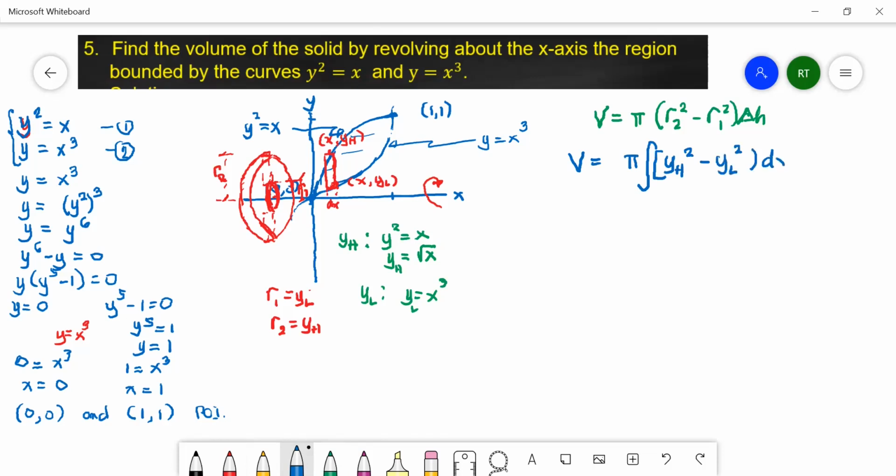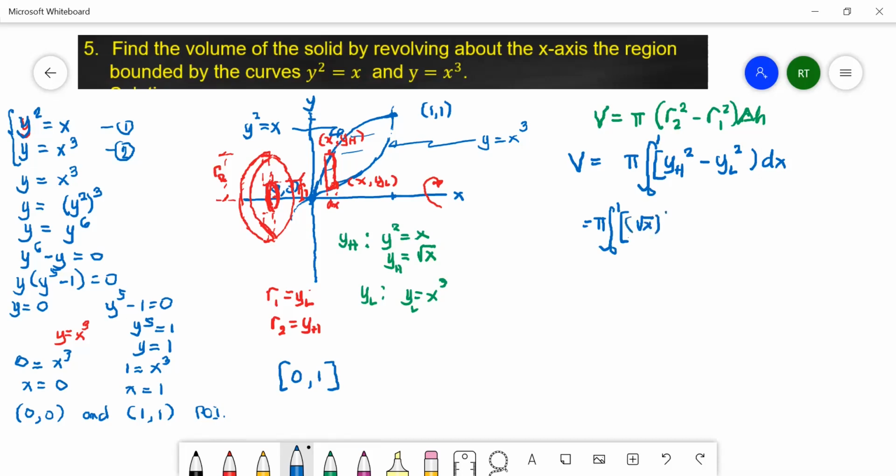The thickness is dx. And please take note that the limits of integration will go from x is equal to 0 to x is equal to 1. So we are considering the closed interval from 0 to 1. So the lower limit is 0, the upper limit is 1. Hence, this will give us pi integral from 0 to 1. Y upper is determined by the parabola. Okay, so y upper is square root of x.